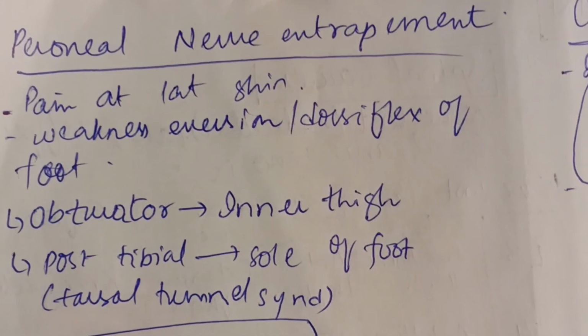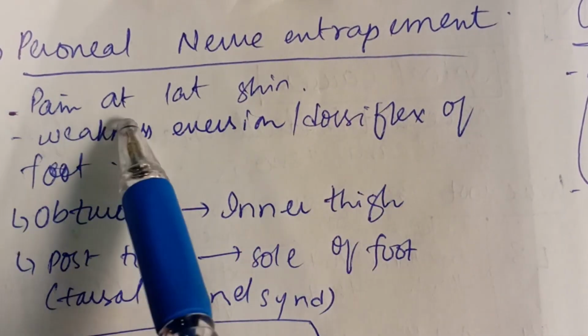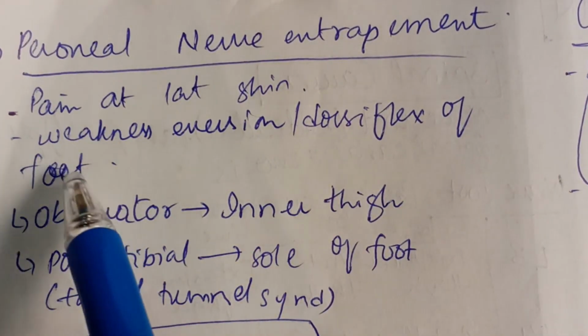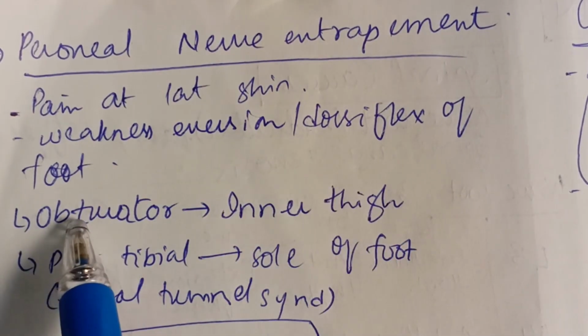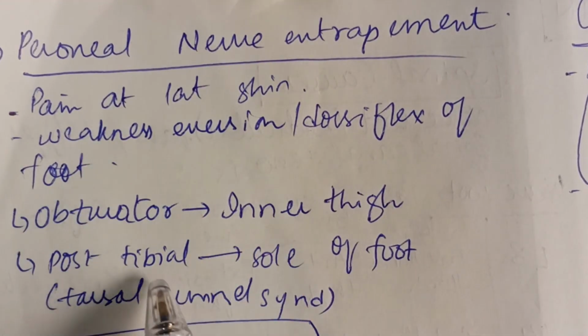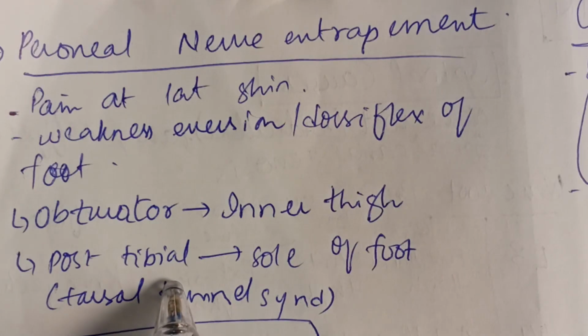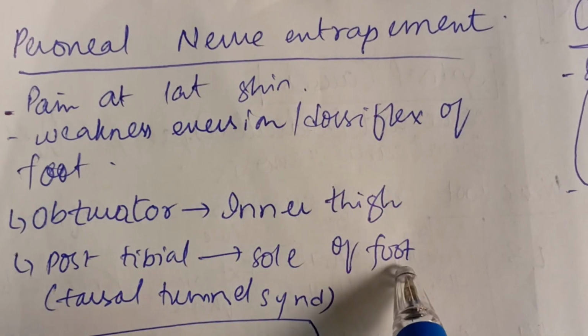Now the peroneal nerve entrapment. When the peroneal nerve entraps, the pain would be felt at the lateral shin, and there would be weakness of eversion and dorsiflexion of the foot. If the obturator nerve gets entrapped, the pain would be in the inner thigh, and if the posterior tibial nerve is entrapped, like in tarsal tunnel syndrome, there would be pain in the sole of the foot.